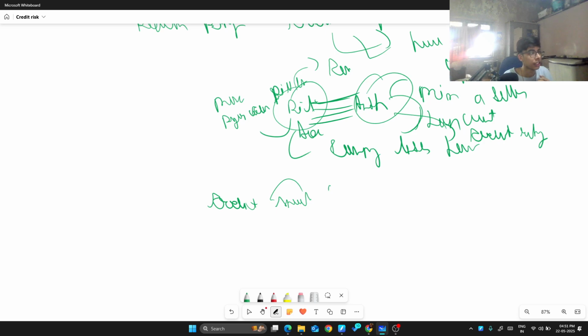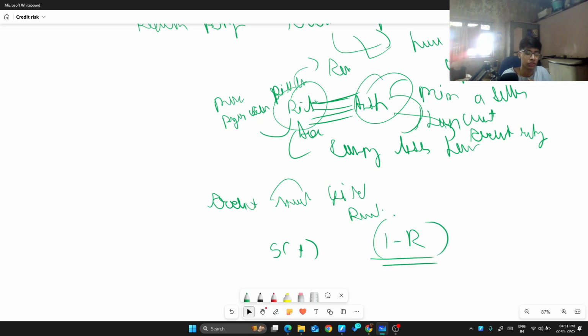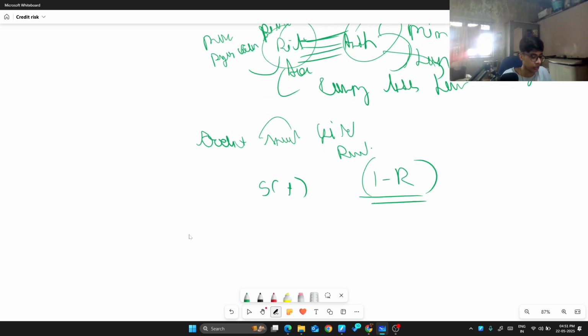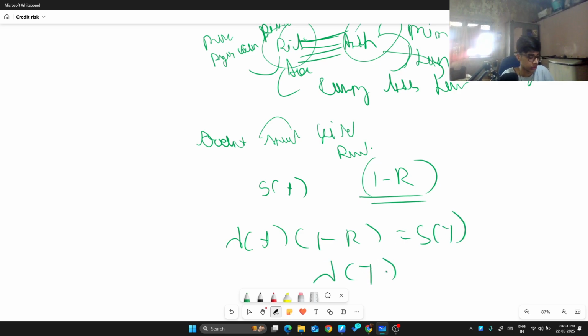And for bond yield, it would be more. So let's say our spread is s(T), and R is our recovery rate, the total amount we can recover. Our formula gives us lambda(T) times (1 minus R) equals spread. So our spread can be defined in this term. And yeah, that's the logic behind it.